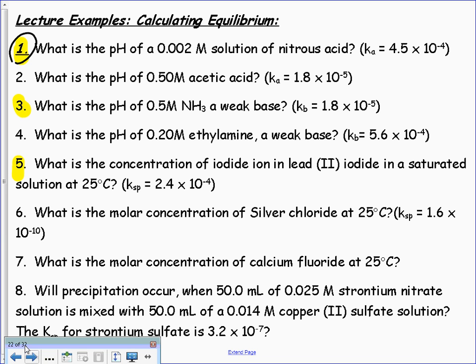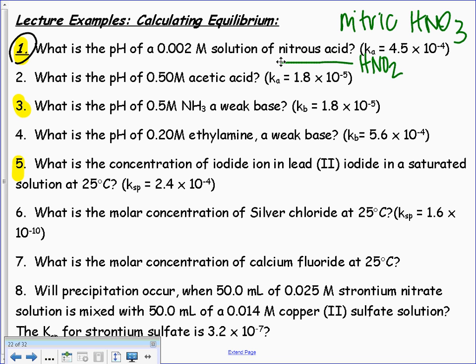So we're going to talk about nitrous acid. We're going to write out a reaction where it reacts with water. So tell me what nitric acid is first. Nitric acid comes from 8. Okay, so nitric acid is HNO3. So what's nitrous acid? HNO2, okay? So I'm telling you the Ka value of this.